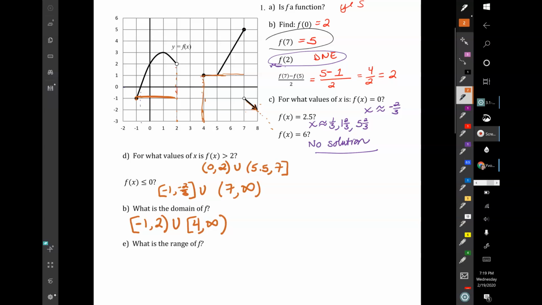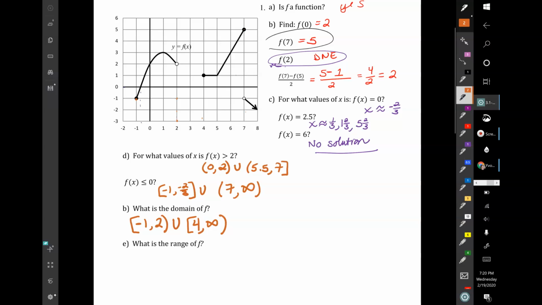So now we're going to look at the range, and that's going to be my up and down. So I want to look at how that lays out, and we haven't talked too much about this yet. So you'll get a lot more of this in pre-calc, but just to get you familiar. So what is the range of f?